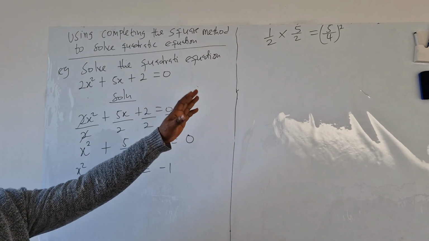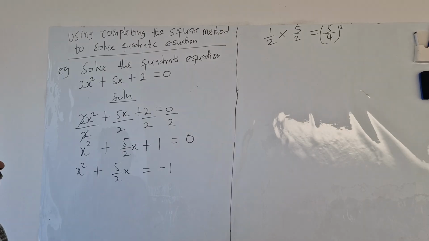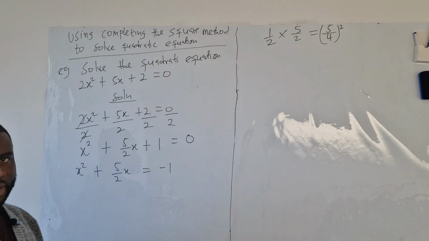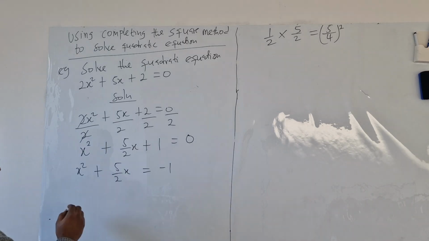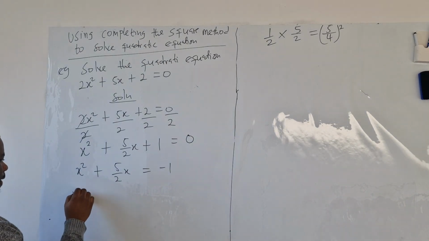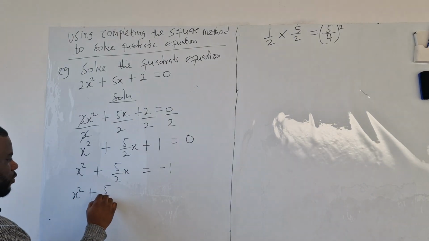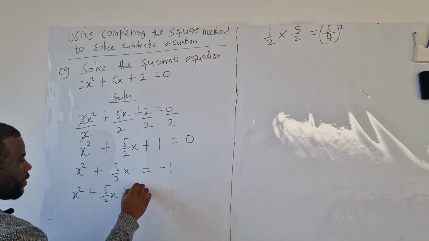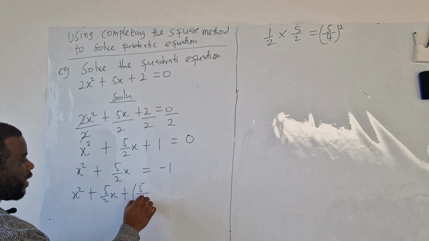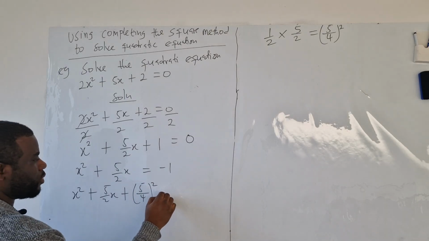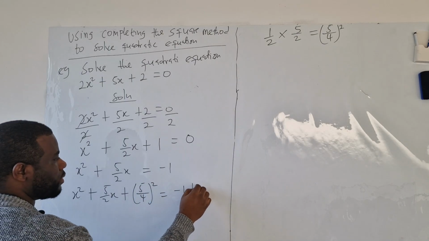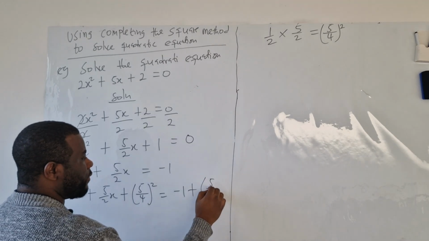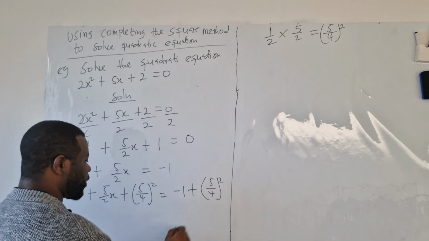Now at this point, what do we do with that square number? We add the square number to both sides of the equal to sign. So we have x squared plus 5 on 2 x plus 5 on 4 all squared, is equal to minus 1 plus 5 on 4 all squared.